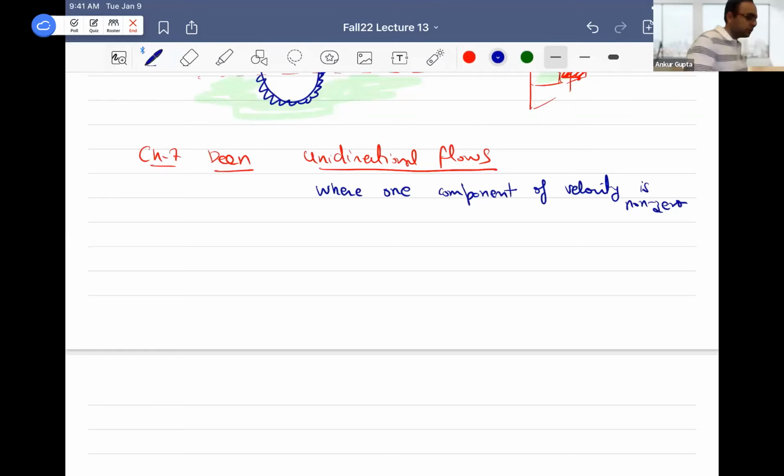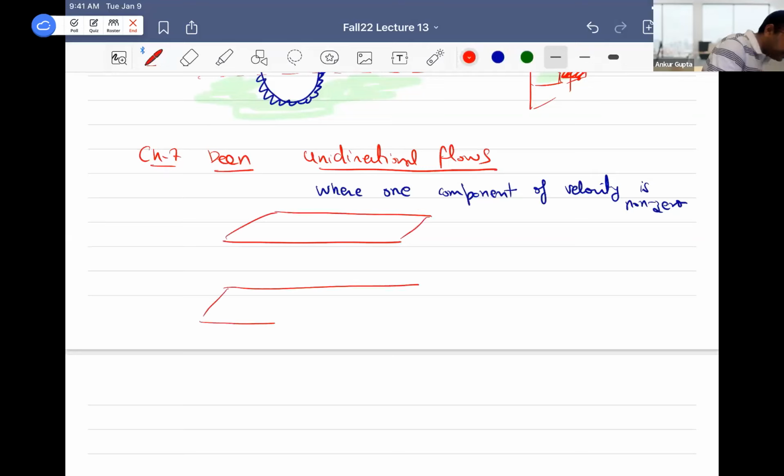So we will start directly with an example because I think that's the best way to learn unidirectional flow. This is a problem many of you may have done before. Think of parallel plates. Think of these as solid plates here.